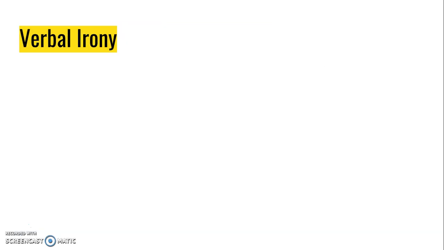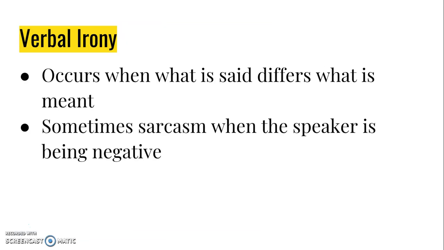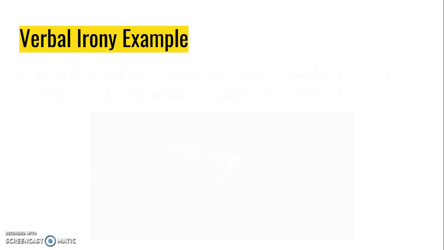The third type of irony is verbal irony. This occurs when what is said is different than what is meant. Sometimes this can be sarcasm. Verbal irony and sarcasm can be the same thing. Sarcasm is always verbal irony, but verbal irony is not always sarcasm. It's only sarcasm when the speaker is being negative. Their intent is negative. And looking at this example, it actually is sarcasm.